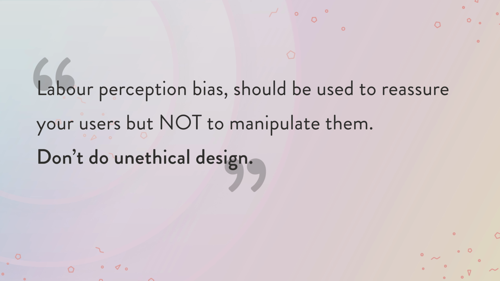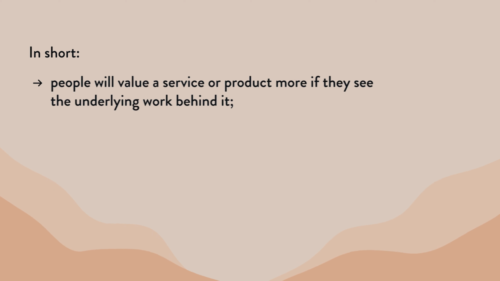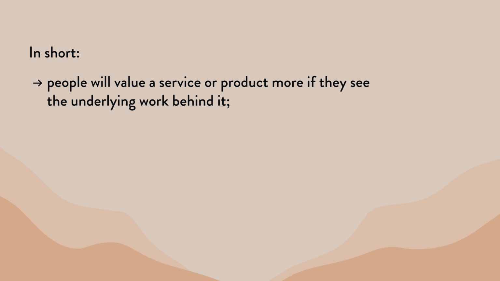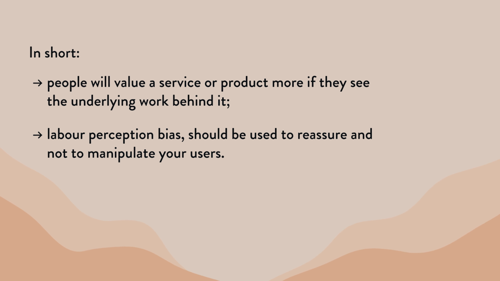Labor perception bias should be used to reassure users, but not manipulate them. Don't do unethical design. Of course, this was good for business for the New York Times as it amplified uncertainty, which in itself led to more engagement on the site, more page views, thus more revenue. So in short, people will value a service or product more if they see the underlying work behind it. Labor perception bias should be used to reassure and not to manipulate the users.